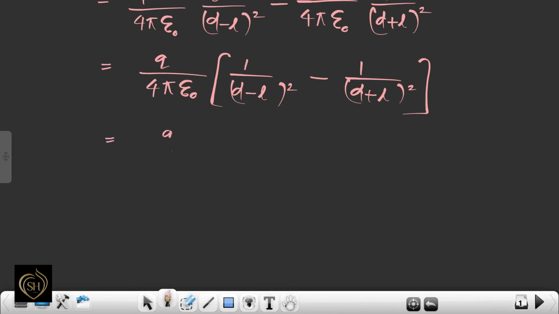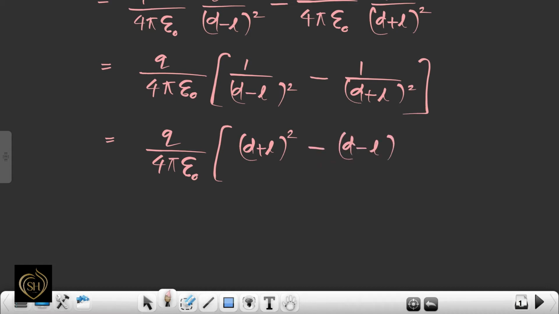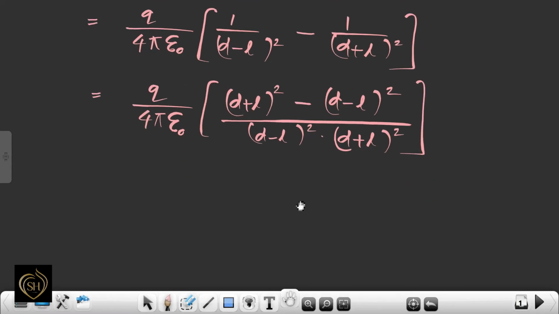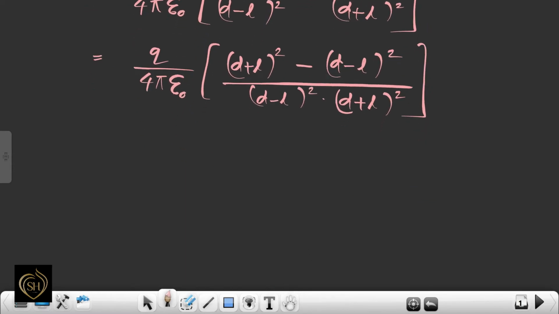That is equal to Q by 4 pi epsilon 0, cross multiply the terms inside the bracket: (D plus L) the whole square minus (D minus L) the whole square, divided by (D minus L) the whole square into (D plus L) the whole square. Let us expand the terms.